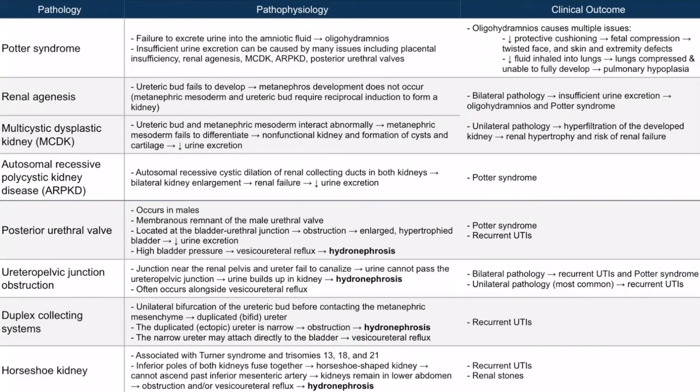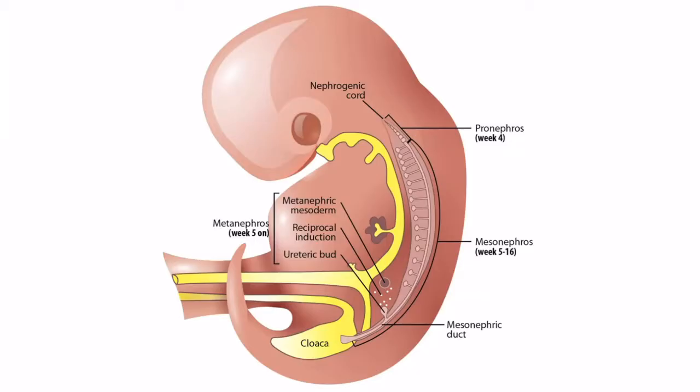Now let's discuss duplex collecting systems. This describes unilateral bifurcation of the ureteric bud, and that's before it's able to contact the metanephric mesenchyme, or metanephric mesoderm. And ultimately, this results in a duplicated or bifid ureter. Recall from the previous section on normal renal embryology that the ureteric bud interacts with the metanephric mesoderm, and this occurs in a process called reciprocal induction. In duplex collecting systems, the ureteric bud will bifurcate before forming that relationship with the metanephric mesoderm, and ultimately this leads to a duplicated or bifid ureter.